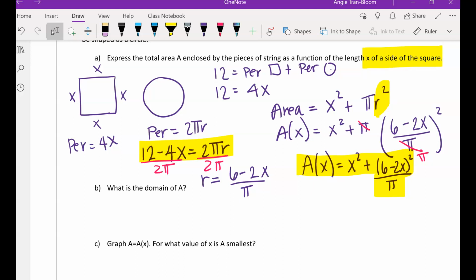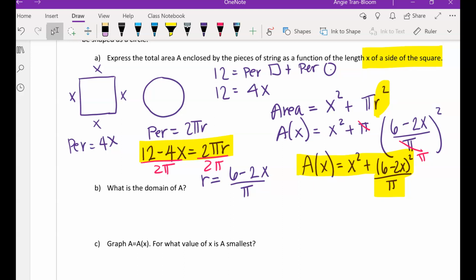That is the formula. It says express the total area in terms of x. So that is your area formula in terms of x, and x is the length of a square. Another question that you have? Okay. Now part B says, what's the domain of A?